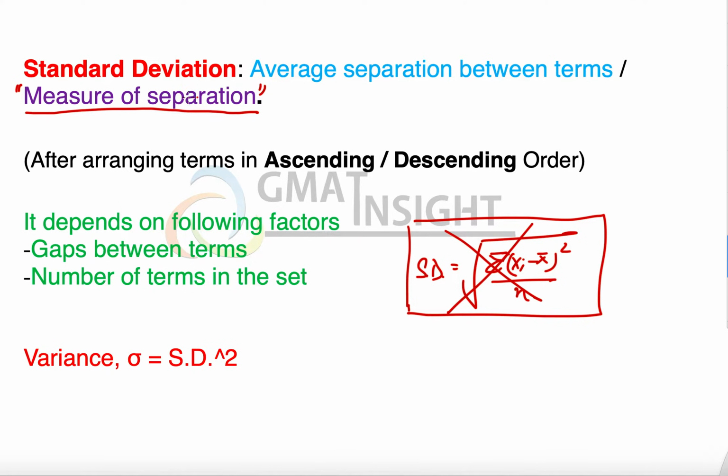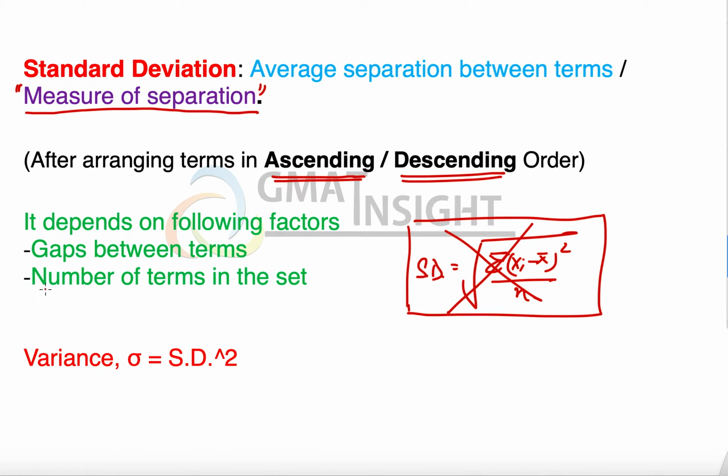So now, having understood that it's a measure of separation and the average separation between the terms, how do we look at the separation? The bottom line is we always arrange the terms in either ascending or descending order first, and then we start looking at the separation between the terms. From the data sufficiency perspective, there are two things on which the standard deviation depends. Number one is the gaps between the terms. That means how much separation there is between the terms.